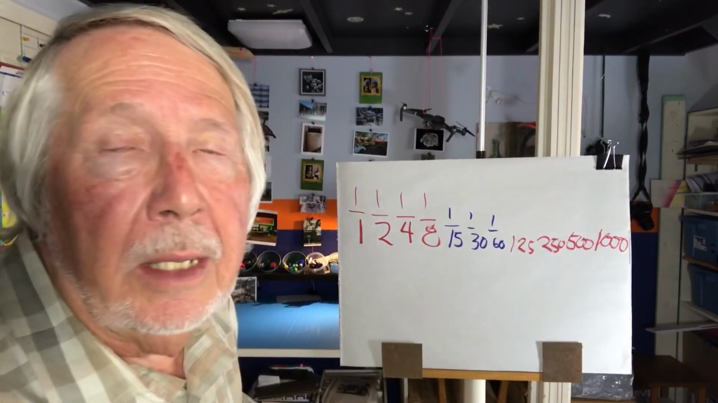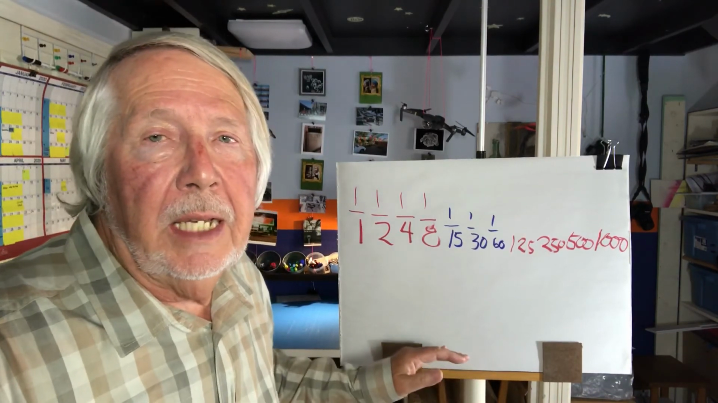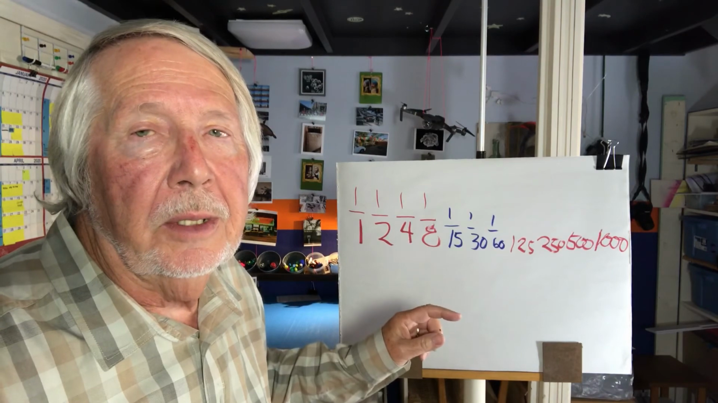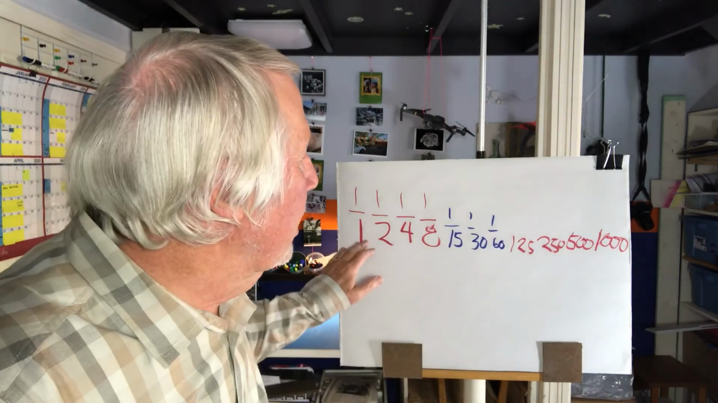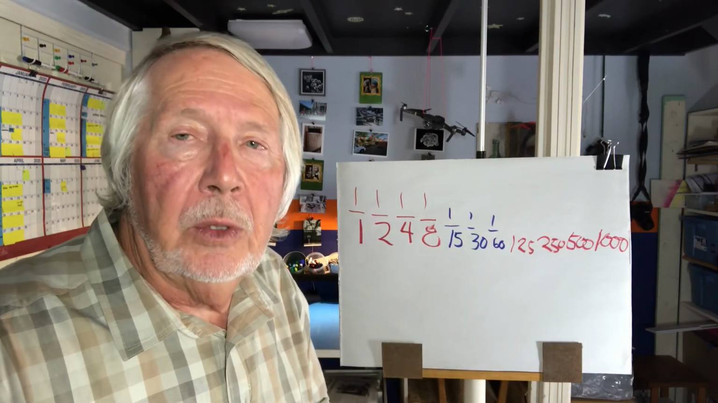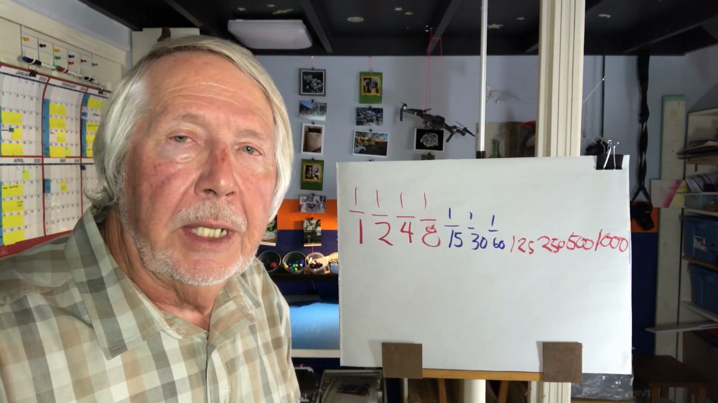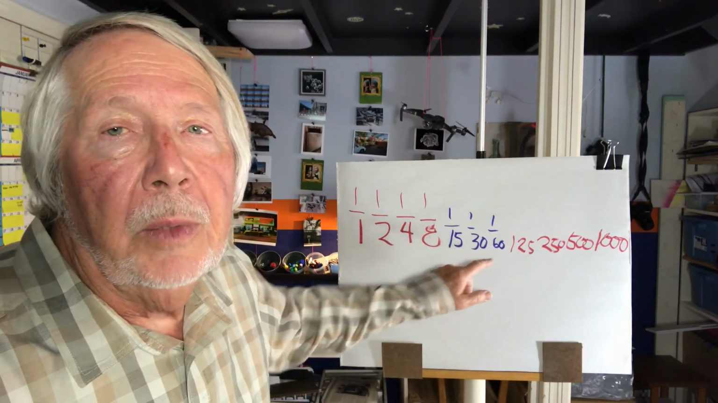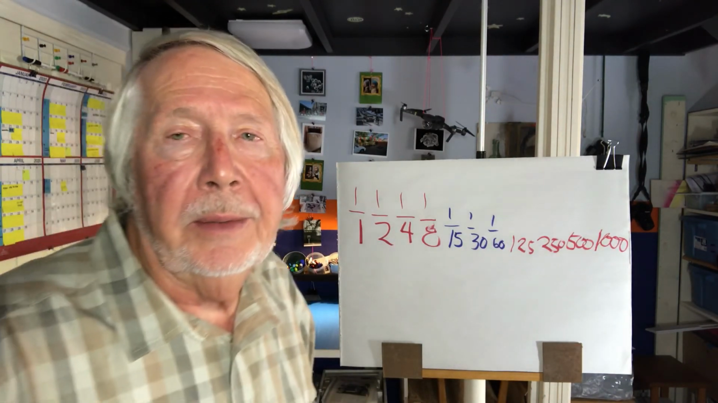So, photography works in halves and doubles for standard shutter speeds, okay? These are from 1 to 1,000, and the rule holds except for this area right in here where you have to trim things down a little bit.